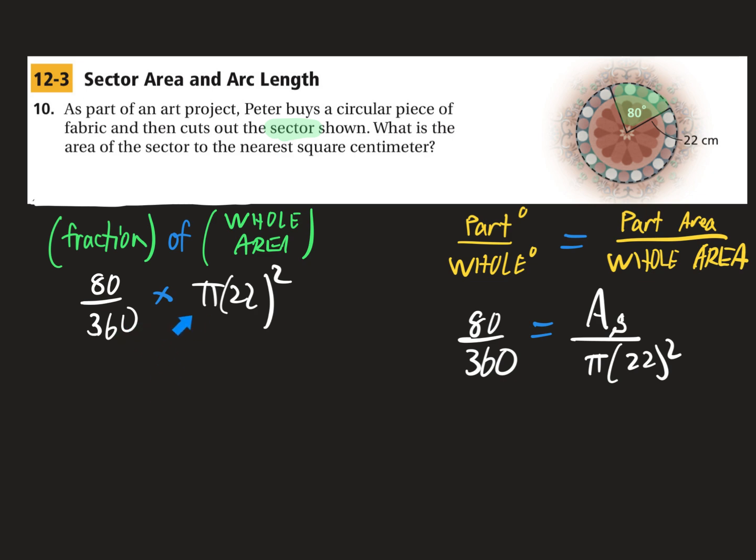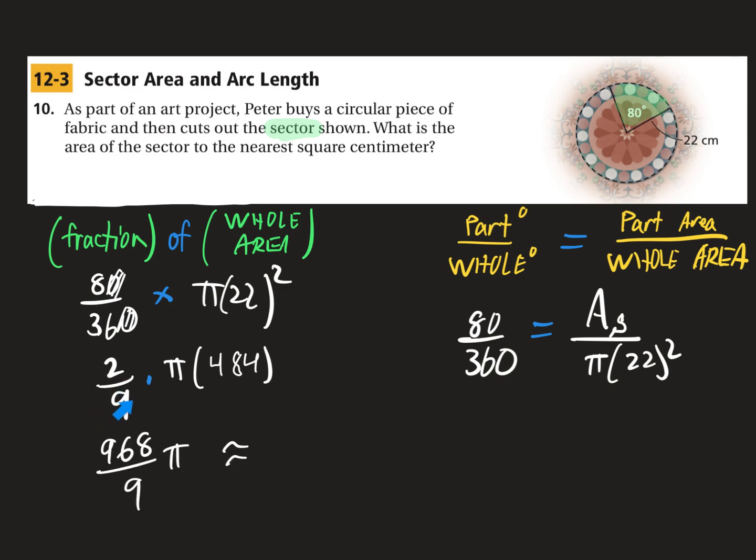Okay, let's go ahead and simplify this. The 10 divides into 80 and 360, leaving us with 8 over 36. And that reduces to 2/9ths. We're going to multiply that by pi times 22 squared, which is pi times 484. So 2/9ths times 484.